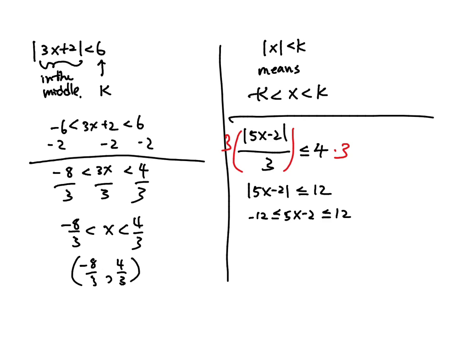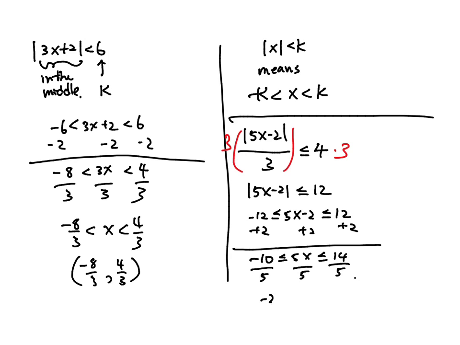And we can add 2 to everybody. I get negative 10 less than or equal to 5x is less than or equal to 14. And everybody divided by 5. I get negative 2 less than or equal to x less than or equal to 14 over 5. Or brackets, negative 2, comma, 14 over 5, bracket. Okay. Alright.